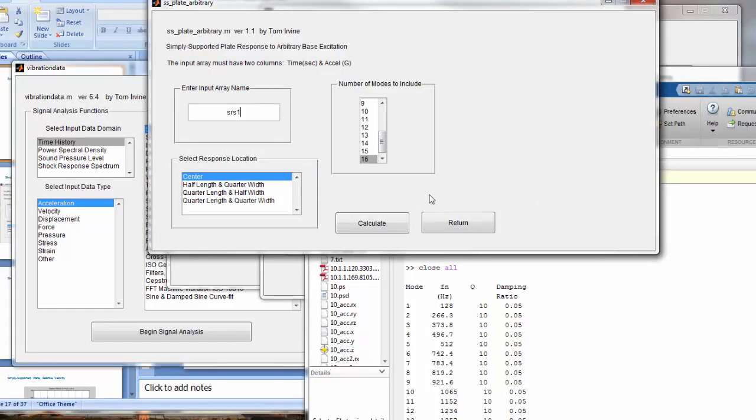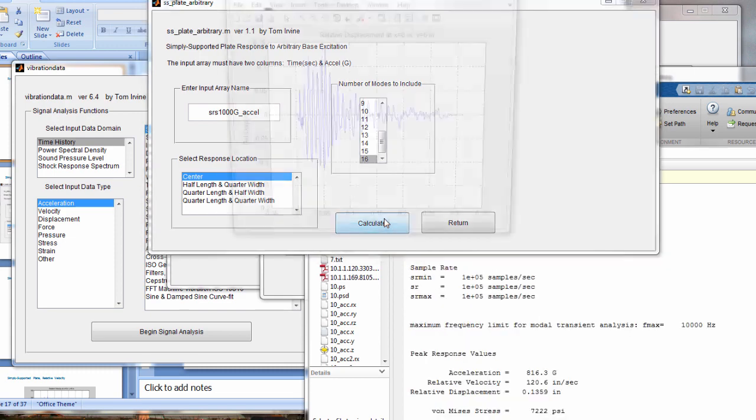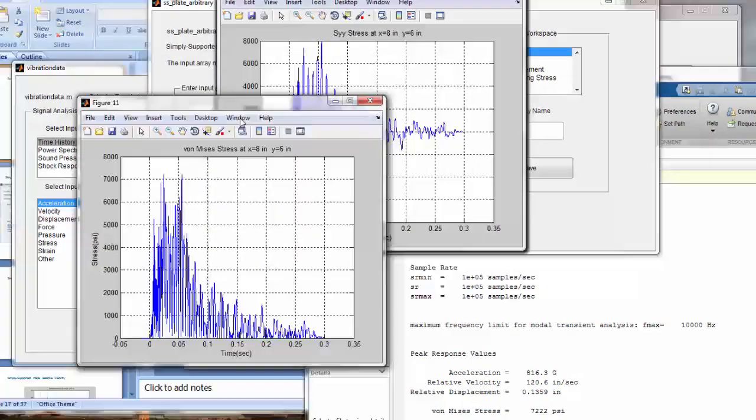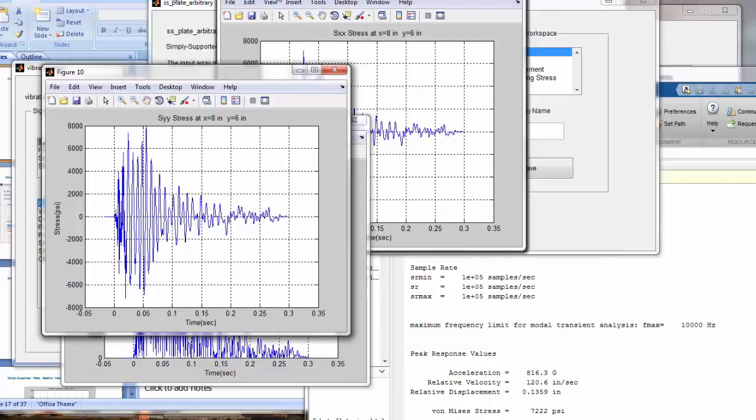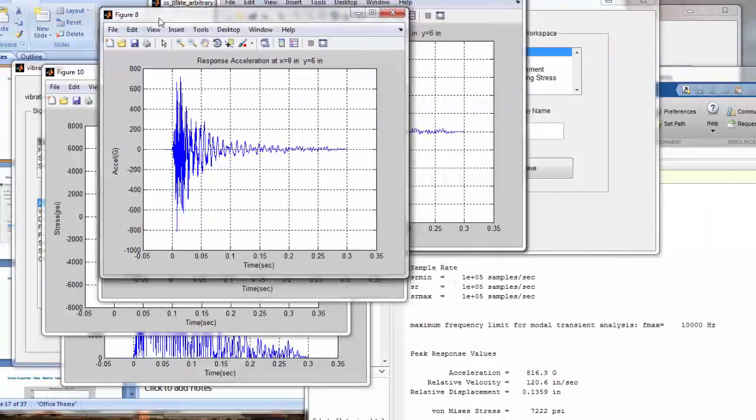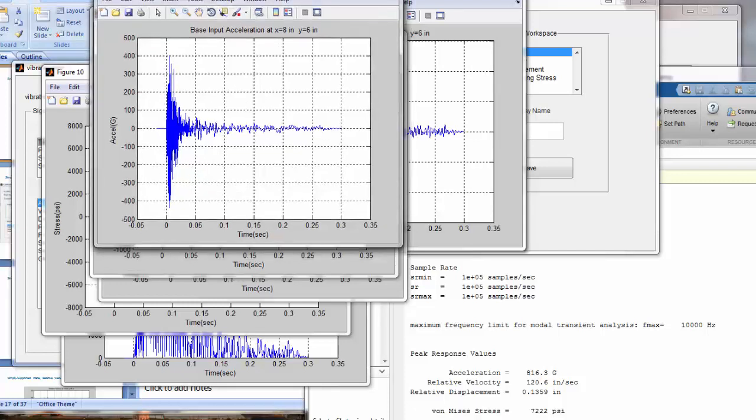So SRS 1000G underscore Excel at the center, all 16 modes included. So let's apply this shock pulse. And this shock pulse, with a little bit of imagination, could represent a pyrotechnic pulse. Now, if you've been following along in the webinar series, you've seen this pulse before.